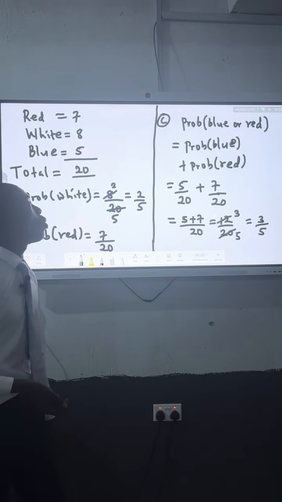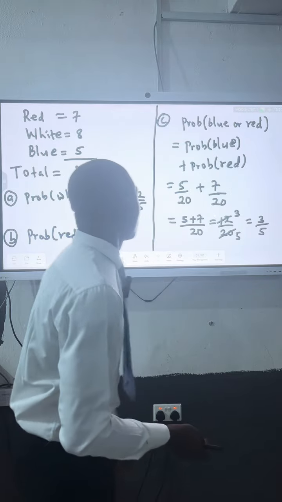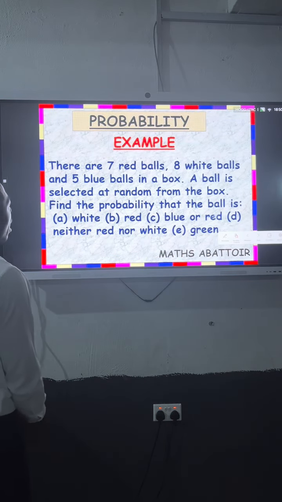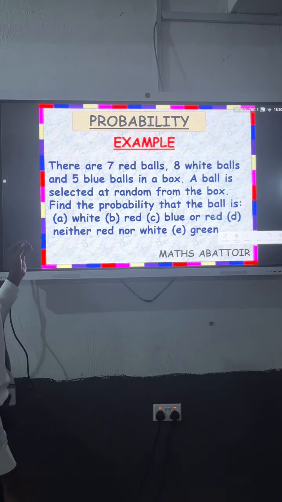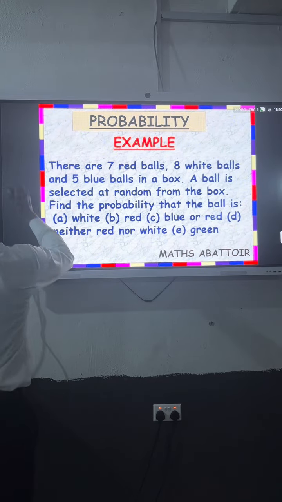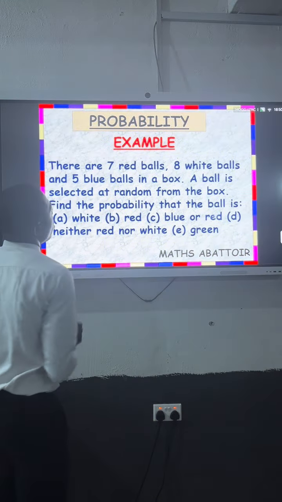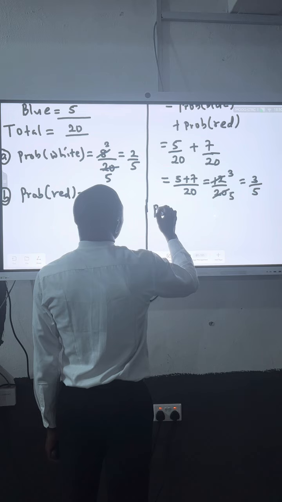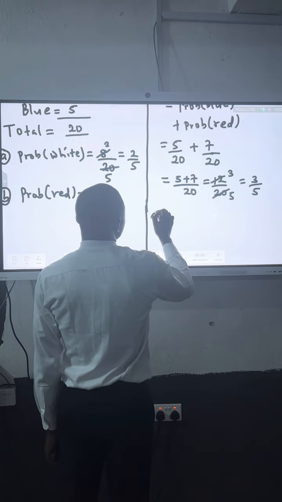So this is how we handle a question of this kind. We have answered the A, the B, and the C part of the question. It remains the D part and the E part. The probability of getting what? Neither red nor white. That's the D part of the question.